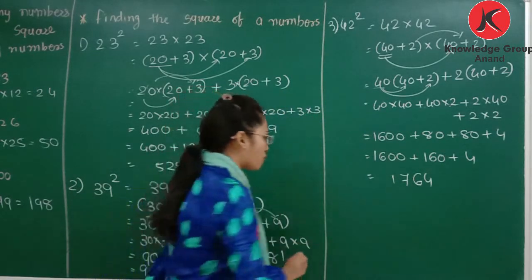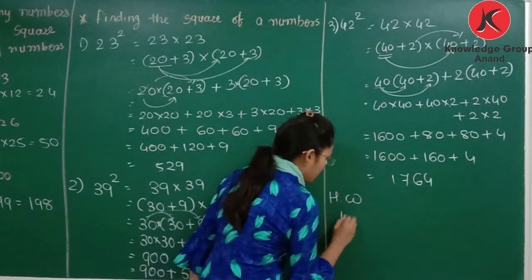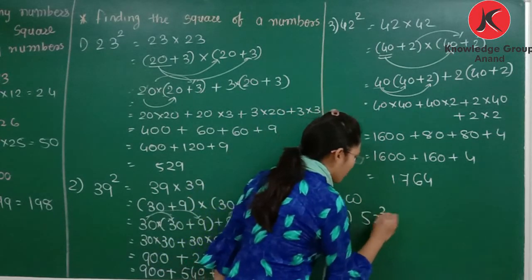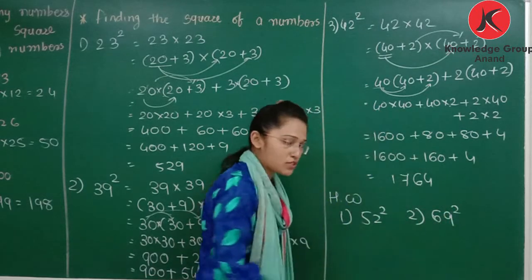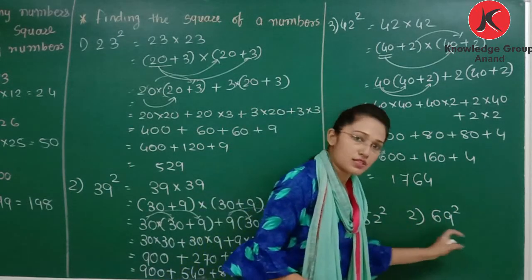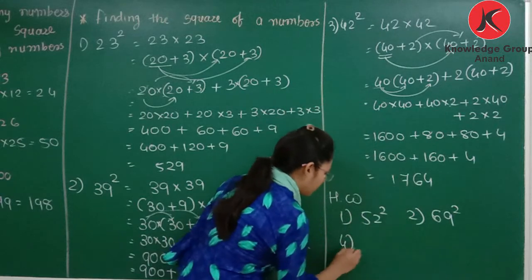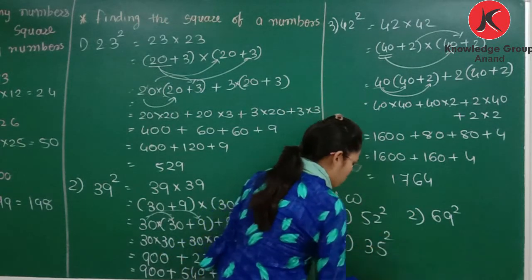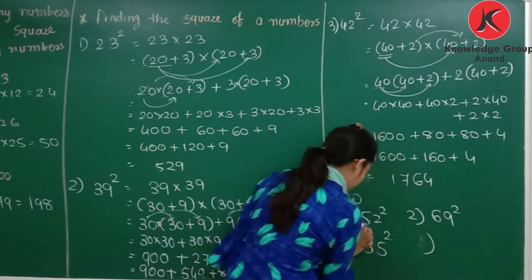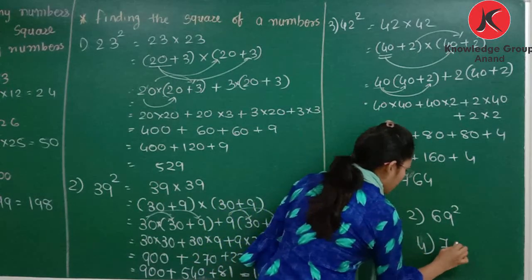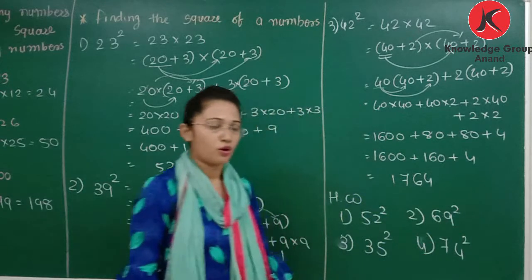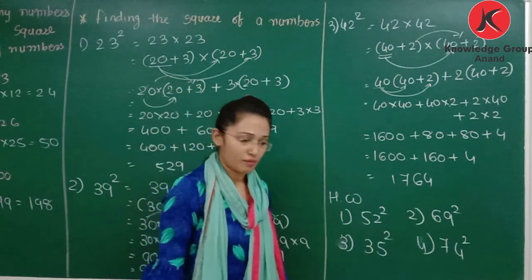1764. In homework, you need to find the square of 52, 69, 52 means 50 plus 2, 69 means 60 plus 9, 35 square, 74 square. Okay, I hope you are clear with this method.